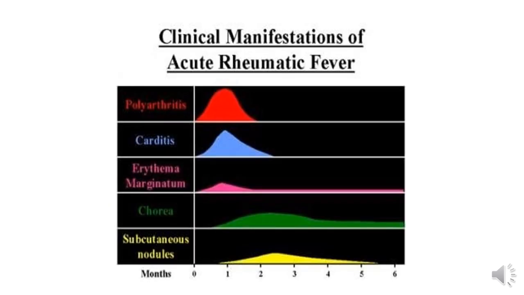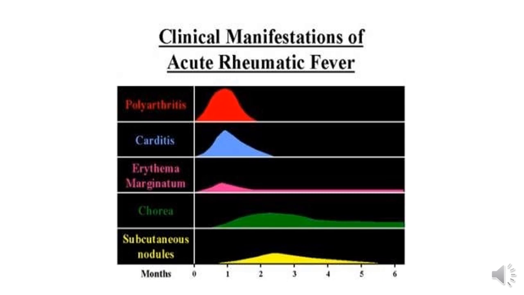This diagram is used to present the clinical manifestations of acute rheumatic fever and their timing, with polyarthritis and carditis usually presenting early, within the first months, and erythema marginatum also peaking in the first month. Yet chorea might be a little bit delayed in its manifestation. It usually manifests after the second week, up to 6 months.